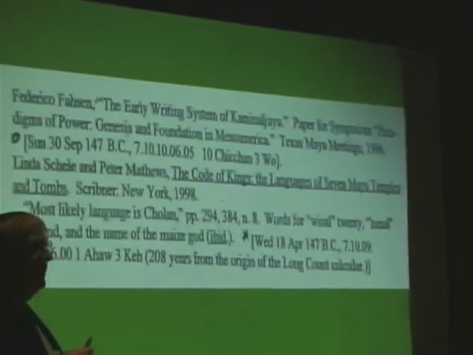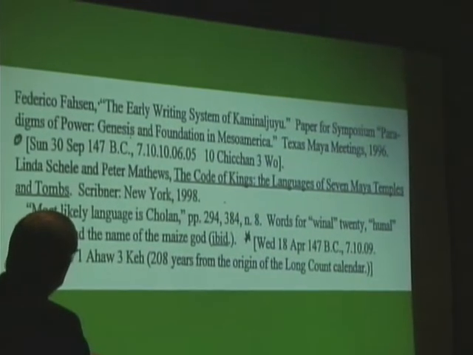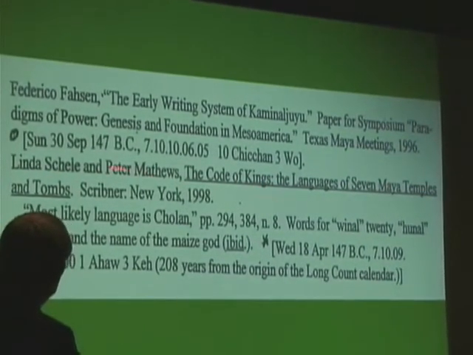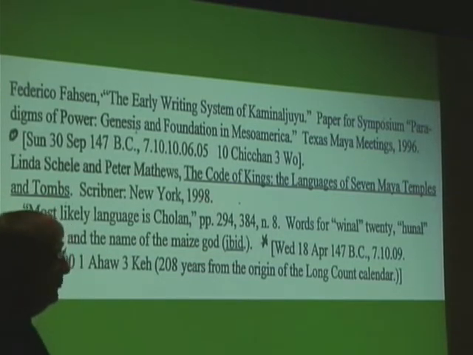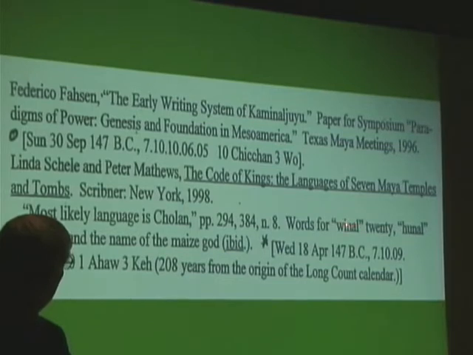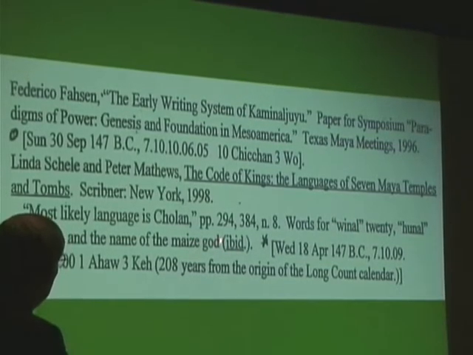Okay, this is the source of some of the information. Federico Fossum had an early writing system of Kaminaljuyu paper given in 1996, in which he was able to decipher a good deal of the hieroglyphs on this throne. From the book of Linda Schele and Peter Mathews, The Code of Kings, The Language of Seven Maya Temples and Tombs, 1998, they tell us that because of Fossum's study, the most likely language of those glyphs is Cholan Maya. That's the Maya down around Palenque, the famous archaeological site. And words like winal for 20, hunal for the headband, and the name of the corn god are examples that are from a Cholan language.